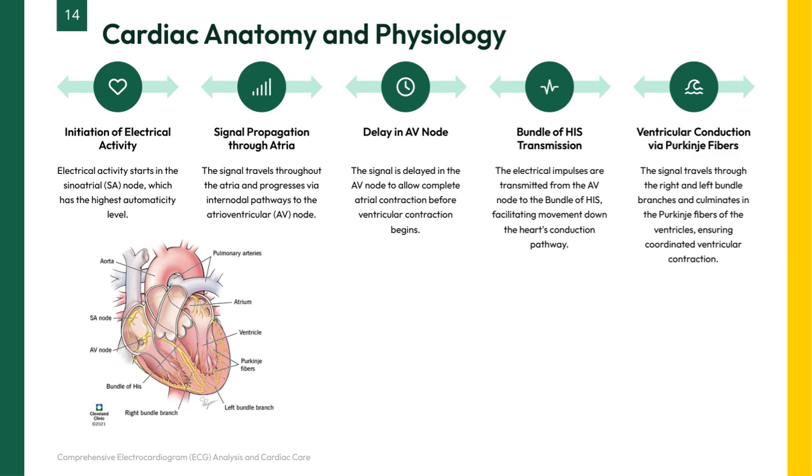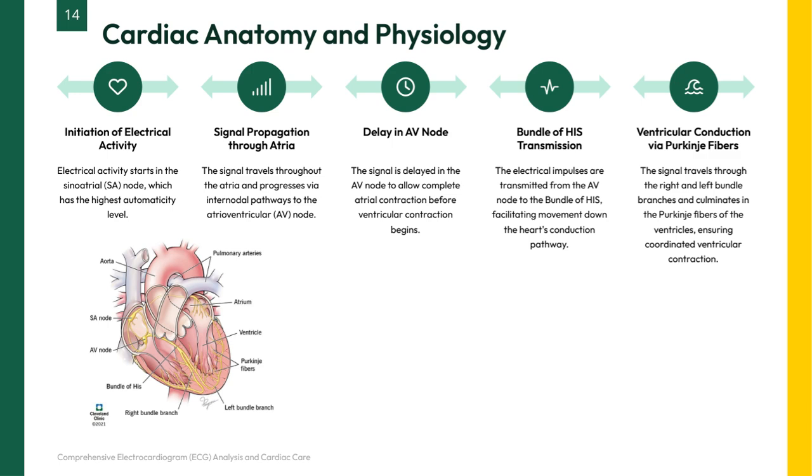From there, the electrical signal spreads throughout the atria, traveling along internodal pathways to reach the atrioventricular or AV node. One crucial function of the AV node is to delay the signal briefly. This delay ensures the atria have enough time to fully contract and push blood into the ventricles before the ventricles themselves contract. After this pause, the electrical impulse moves from the AV node down to the bundle of HIS, which serves as the main conduit for the signal as it descends through the heart's conduction system.